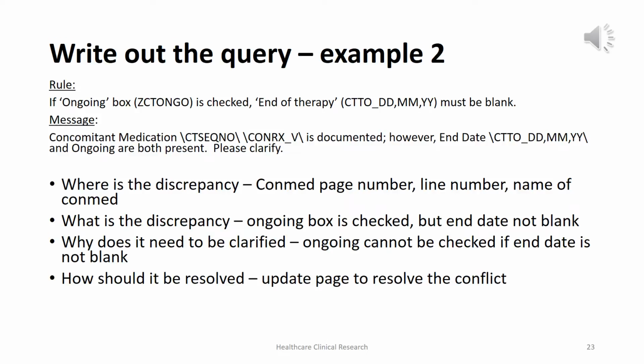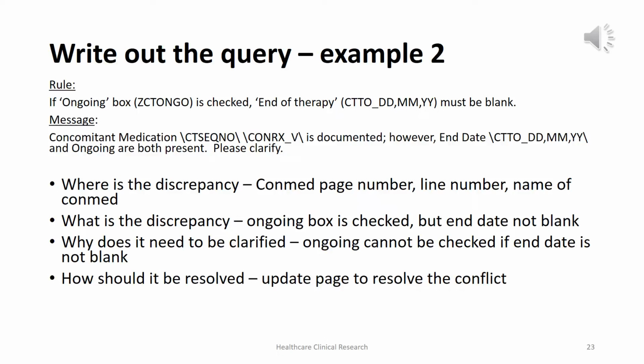So let's take a look at our second example. You see the rule that pulled in: ongoing box is checked, end of therapy must be blank. And then you see the message that comes in. So once again, where is the discrepancy? It's on the ConMed page, a line number, and the name of the ConMed. We want to have that information in our query. What is the discrepancy? Ongoing box is checked, but end date is not blank. In other words, they put an end date in there and they check the ongoing box. So they can't have both.